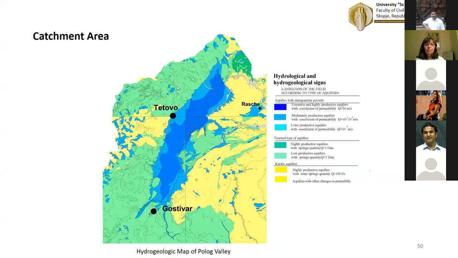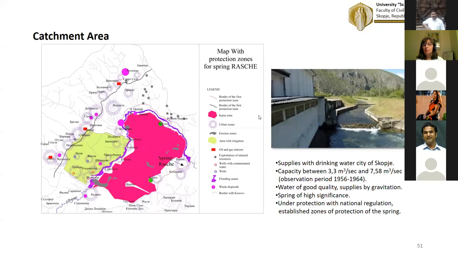Regarding the hydrogeology, in the lowland, the valley, there is a very highly producing aquifer with a very high coefficient of permeability. It's also very important to know that the mountains in the east also have highly productive aquifers, and in this area there is a spring. This spring is of very high capacity. It varies between 3.3 cubic meters per second and 7.5 cubic meters per second, and it supplies the capital of the country with drinking water. The water is of good quality. It supplies the city with drinking water by gravitation.